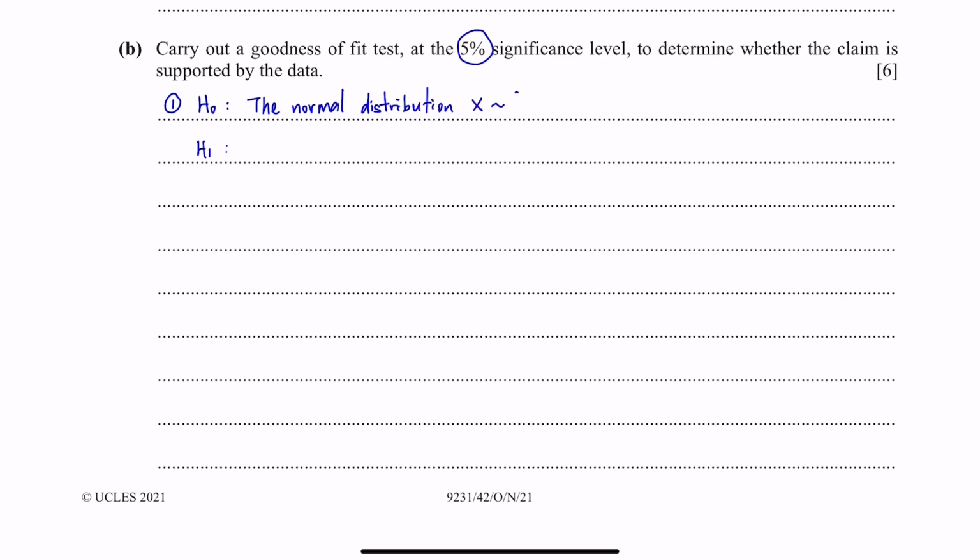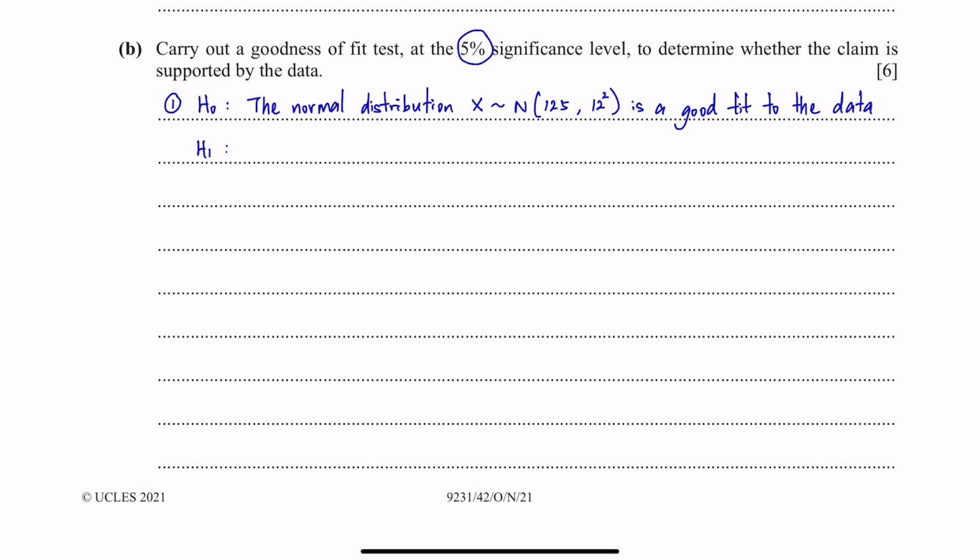with mean of 125 and variance of 12 square is a good fit to the data.